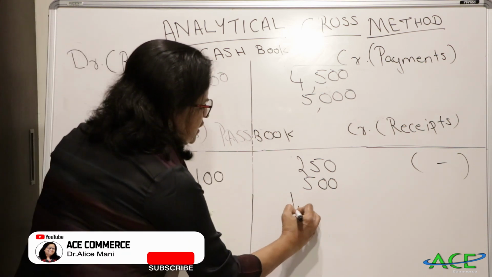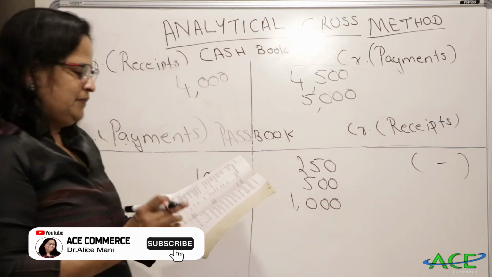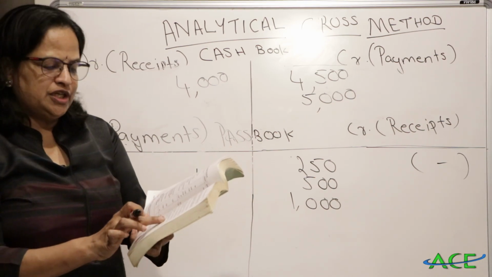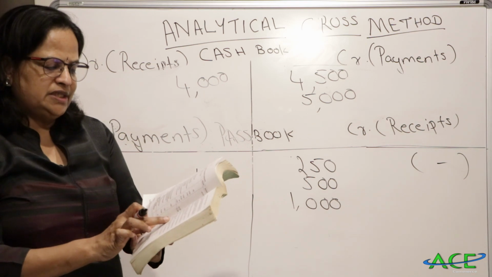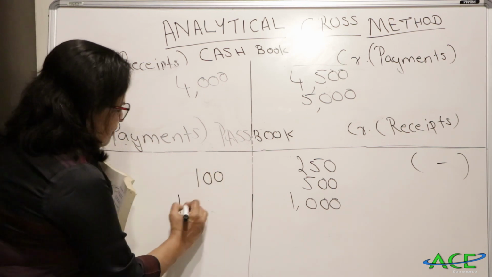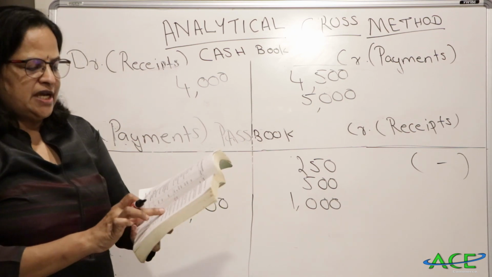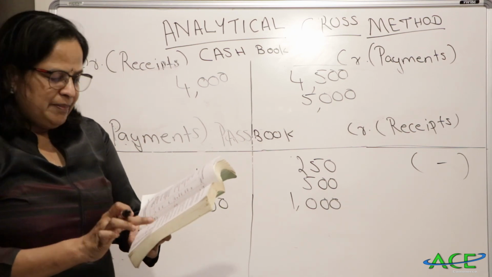Now, interest on investments amounting to 1,000 collected by the bank appeared in the passbook. So here 1,000 rupees collected. Next, the bank debited 1,500 as insurance premium paid on behalf of the merchant as per standing instructions. Bank payment, 1,500.